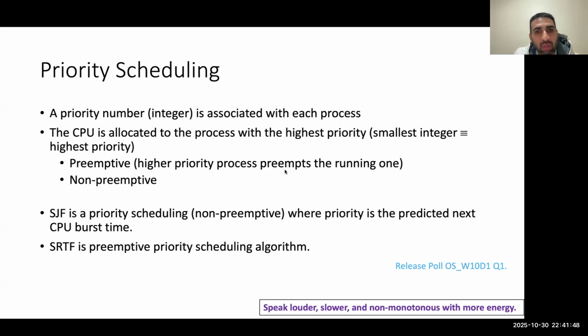Okay, SJF is a preemptive priority scheduling algorithm. This is false. SJF is a priority scheduling algorithm, but it is not a preemptive scheduling algorithm. It does not perform preemption.